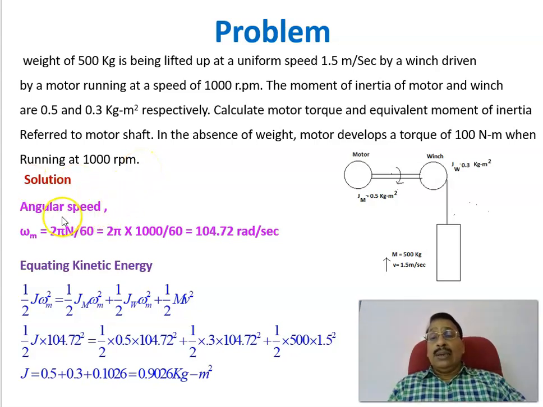Now coming to the solution, first let us find the angular speed omega m. Omega m equals 2 pi n divided by 60, which is 2 pi into 1000 divided by 60, equal to 104.72 radians per second. This is the angular speed omega m. Now to find the equivalent moment of inertia, normally we equate the kinetic energy. Therefore, half J omega m square, where capital J is the equivalent moment of inertia, equals the kinetic energy associated with the system.